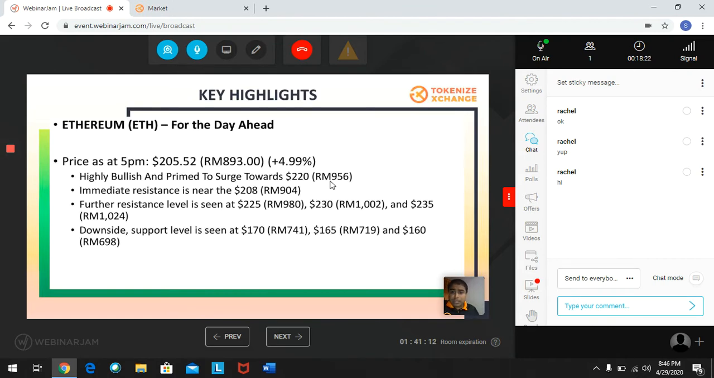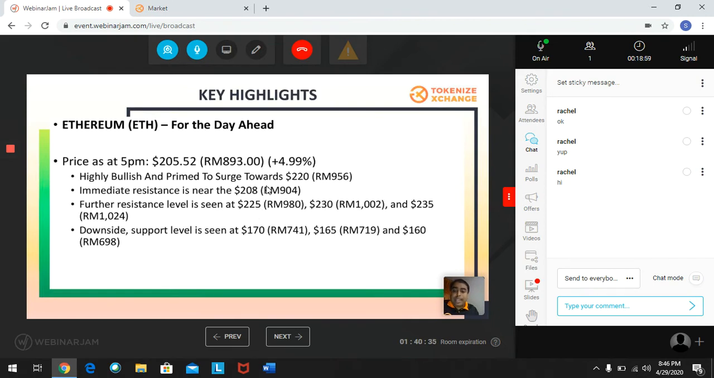Okay, so immediate resistance, that means the most sellers you can see basically before the price surge, is at 208. I will see resistance at this current point of time, besides 220. So I do see probably the price can even go higher. Okay, so after 220 will be 225. There's a real price level to look at to see whether Ethereum price can go higher or not.